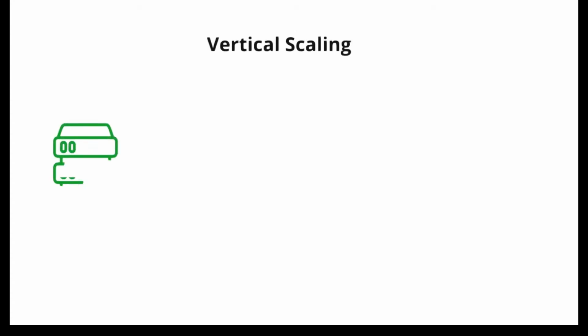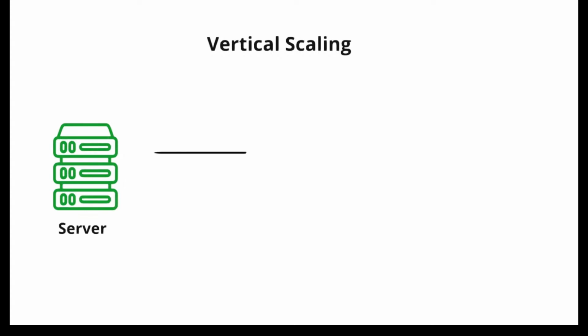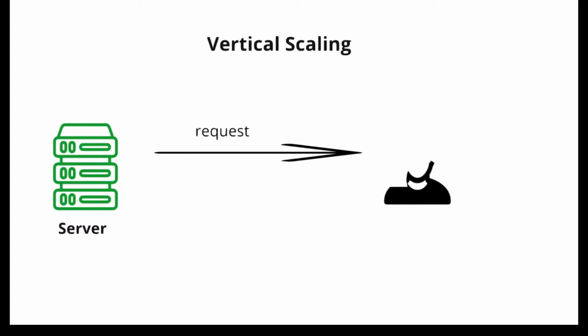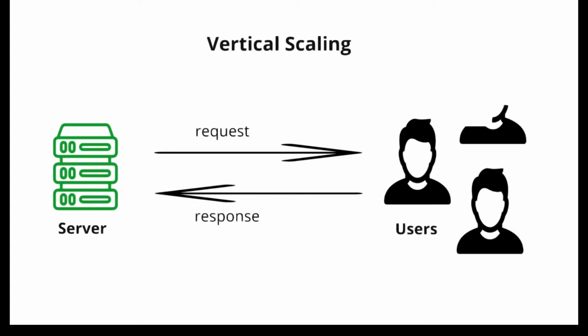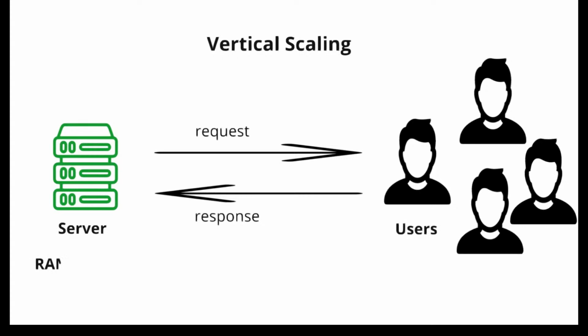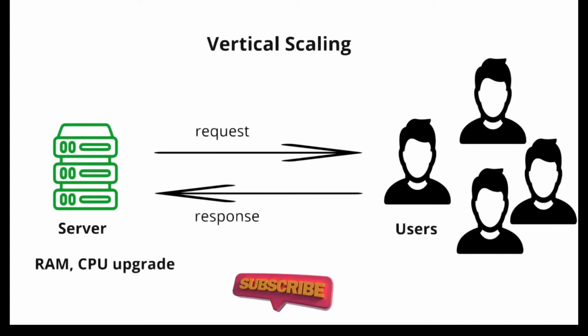Vertical scaling means upgrading or adding more power to a single machine to handle more work. Think of it like upgrading your computer, adding more RAM, a faster processor, or bigger storage. If you don't need huge scaling, adding more resources to one machine can be cheaper. But at some point, you can't keep upgrading one machine forever.